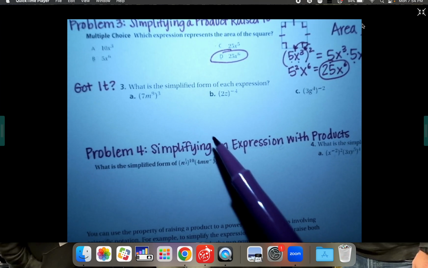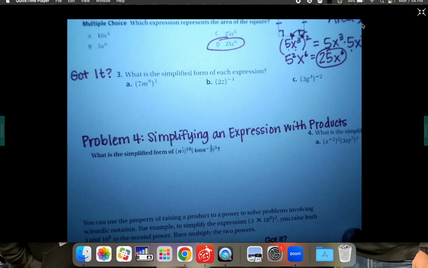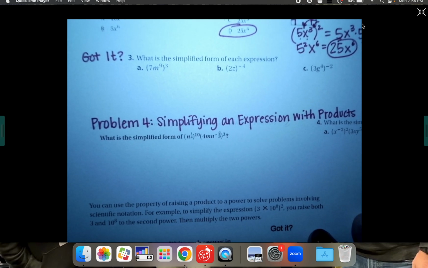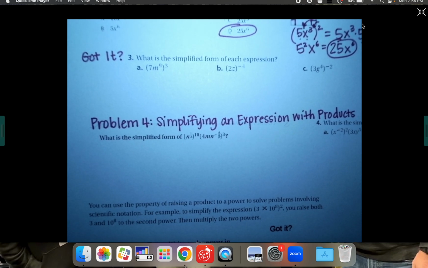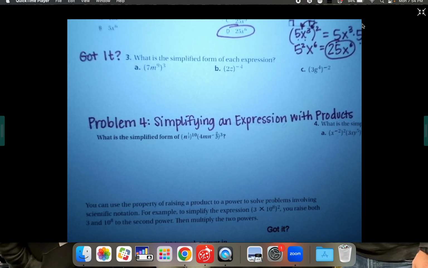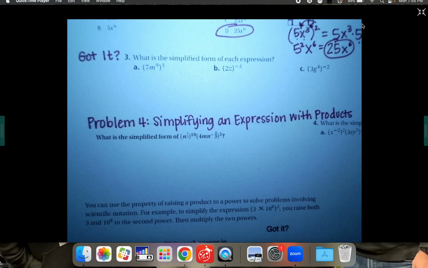Okay, it is time for you to do a few of the got it's. So push pause on the video and try those 3 if you're ready. If you are not ready, or if you just want to check your work, let's do this together.